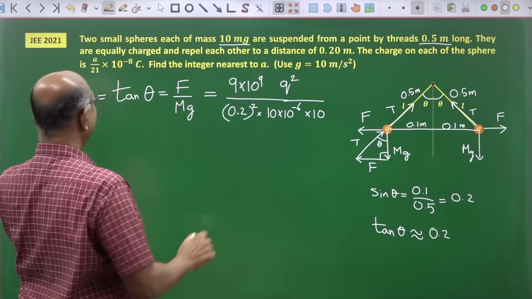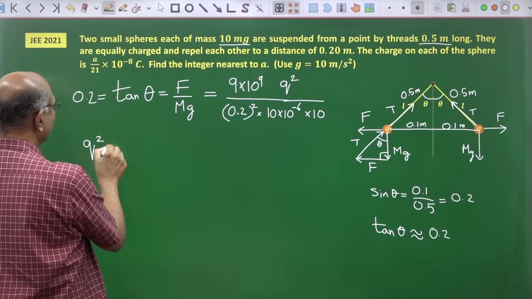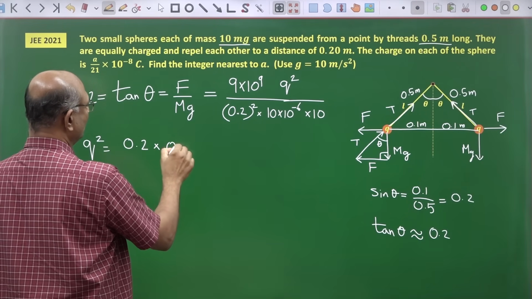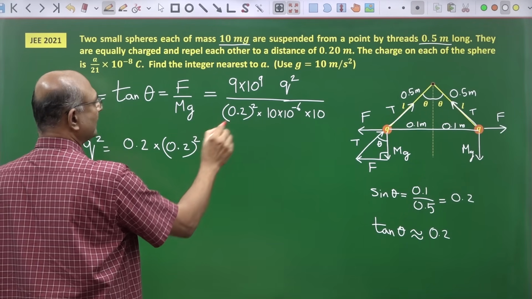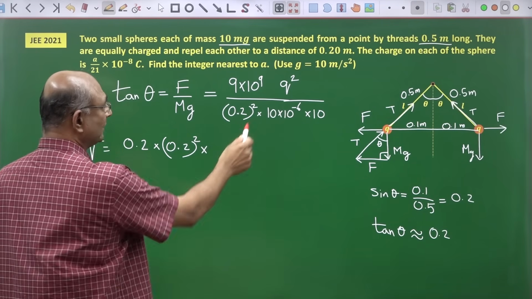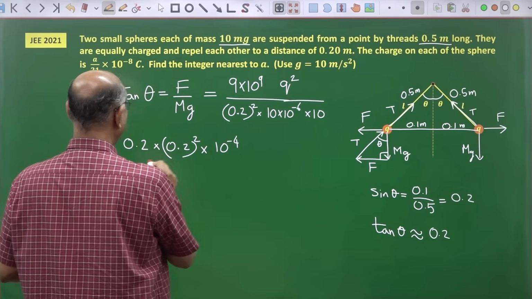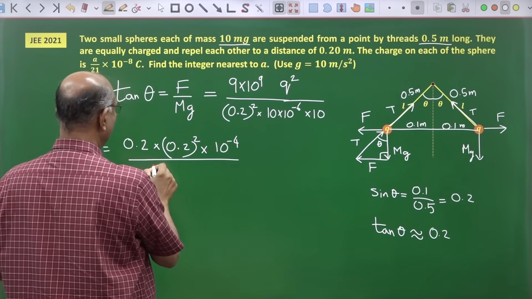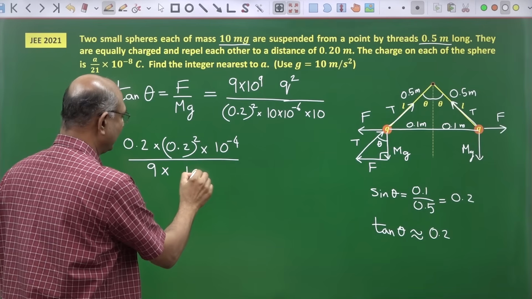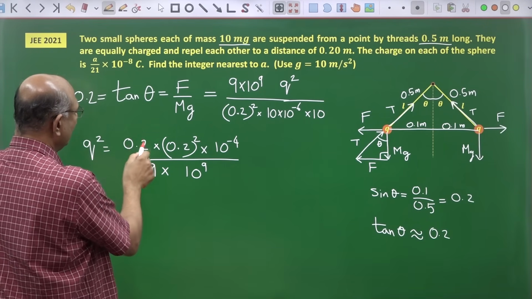Then I can write q square, just cross multiply, you will be able to figure that out. So q square is 0.2 into 0.2 square into 10 to the power of minus 4, right? You have 10 into 10 into 10 power minus 6, so that is 10 power minus 4 divided by 9 into 10 to the power of 9. But I have a 0.2, right? I don't like 0.2 here.